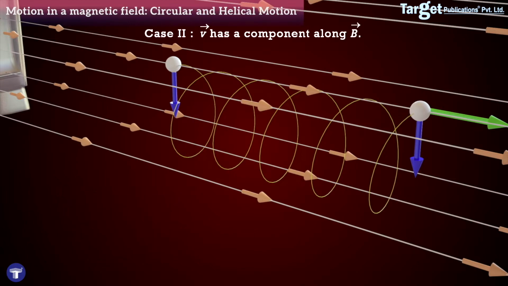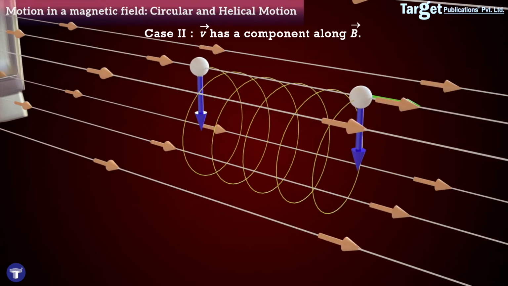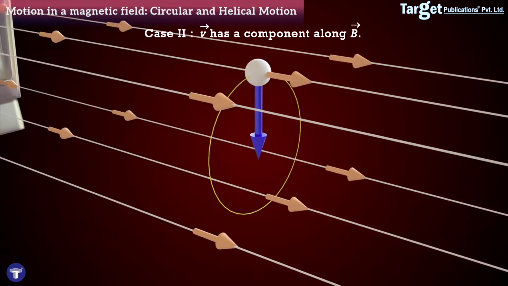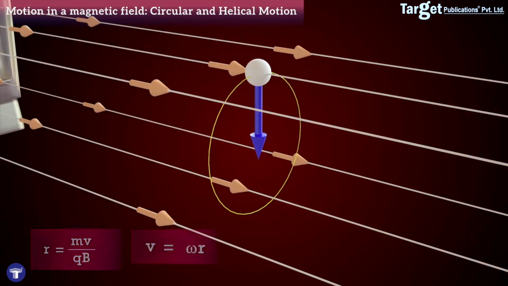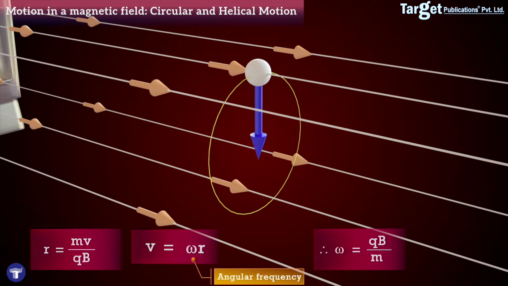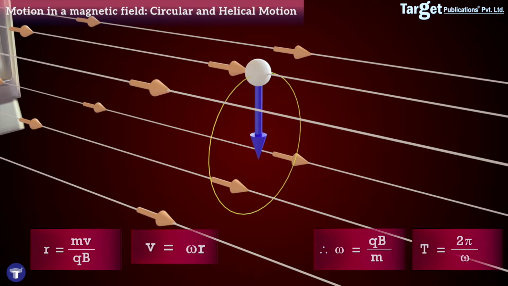If the velocity has no component parallel to the magnetic field, then we return to the previous case where instead of helical motion, we simply have circular motion. If omega is the angular frequency, then v can be written as omega r, and hence omega, which is 2 pi nu, is equal to qB by m. Here nu is the frequency of rotation. The time period of revolution T is given by 2 pi by omega. The radius of the circular component of the motion is known as the radius of the helix.